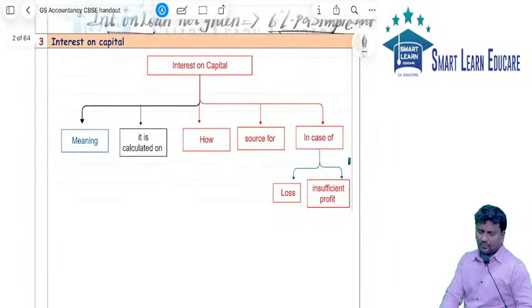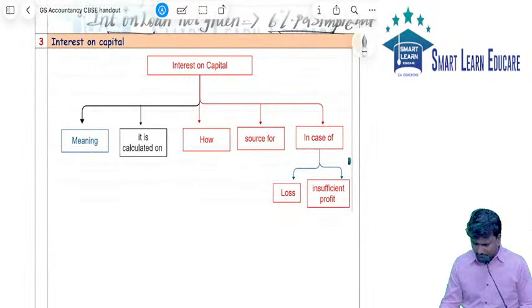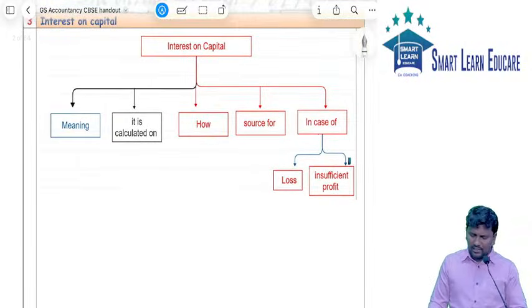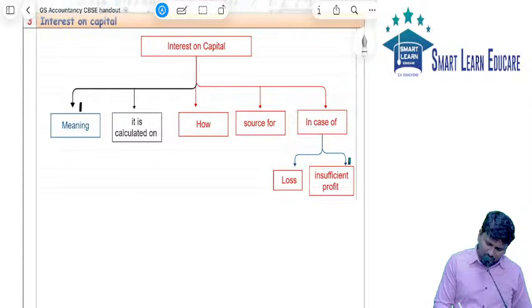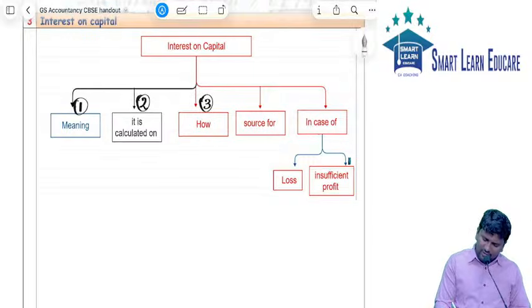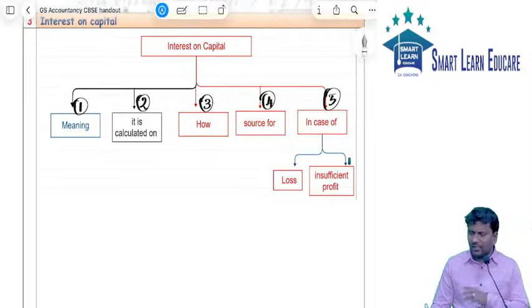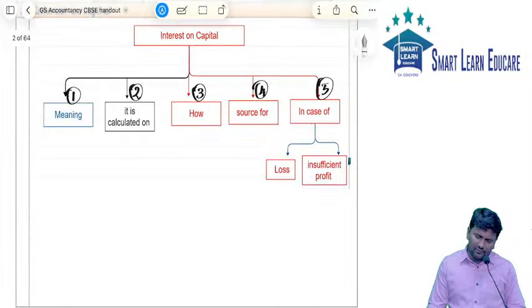Next one, interest on capital. In interest on capital, totally we have 5 things. First one, meaning. Second one, how it is calculated. Third one, on what it is calculated and how it is calculated. Fourth one, source for interest on capital. Fifth one, in case of loss, what is the treatment? In case of insufficient profit, what is the treatment?